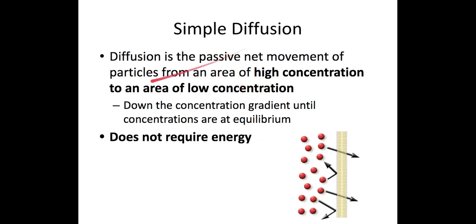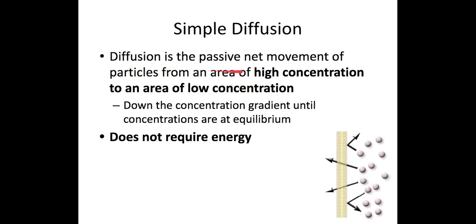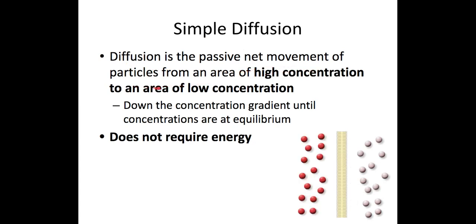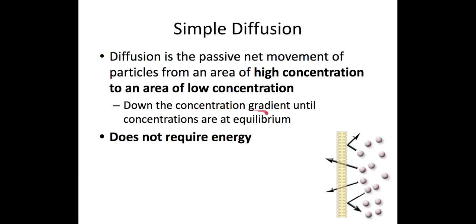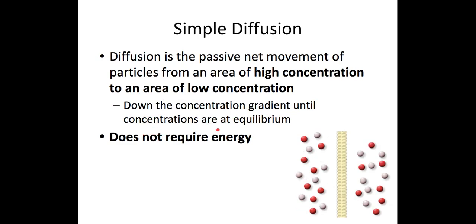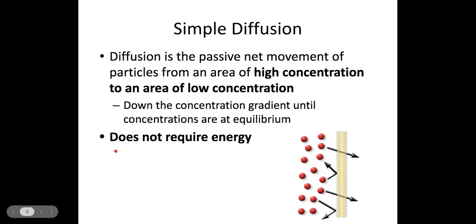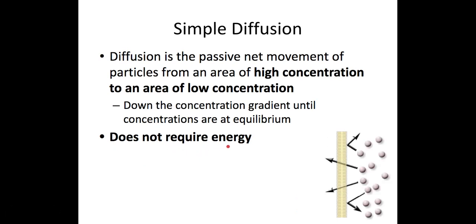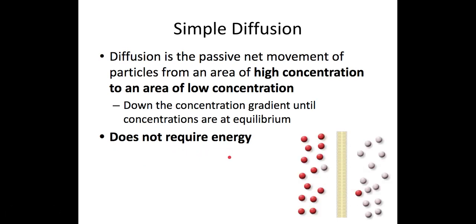All right, so simple diffusion. Simple diffusion is the passive net movement of particles from an area of high concentration to an area of low concentration. Simple diffusion occurs down the concentration gradient until both concentrations are at an equilibrium. And simple diffusion does not require any form of energy or ATP in order to occur.